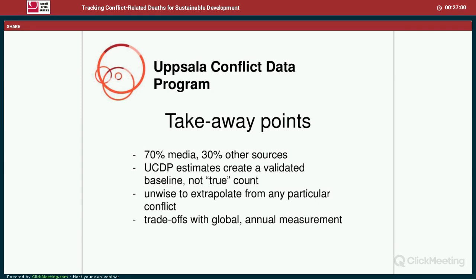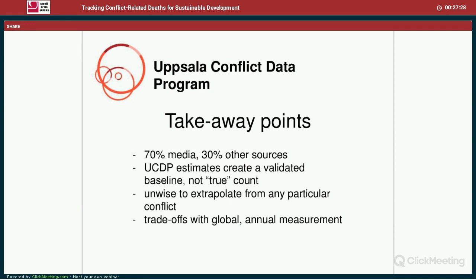And in terms of the problems with media sources and the problems with obtaining good conflict data in these environments, we have always encouraged people to understand our estimates not as a true count, but as a baseline estimate that we can be sure of, that we validated, and we're sure that at least this many took place.